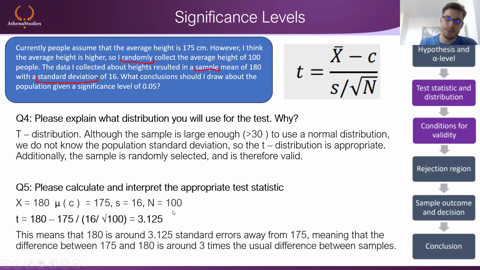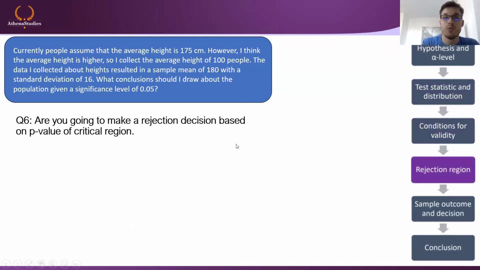Now, what does this mean? This means that 180 is around 3.125 standard errors away from 175, meaning that the difference between 175 and 180 is around 3 times the usual difference between samples. This doesn't mean that much to us, but now we need to ask ourselves: do we reject or do we not reject, based on the p-value or the critical region?